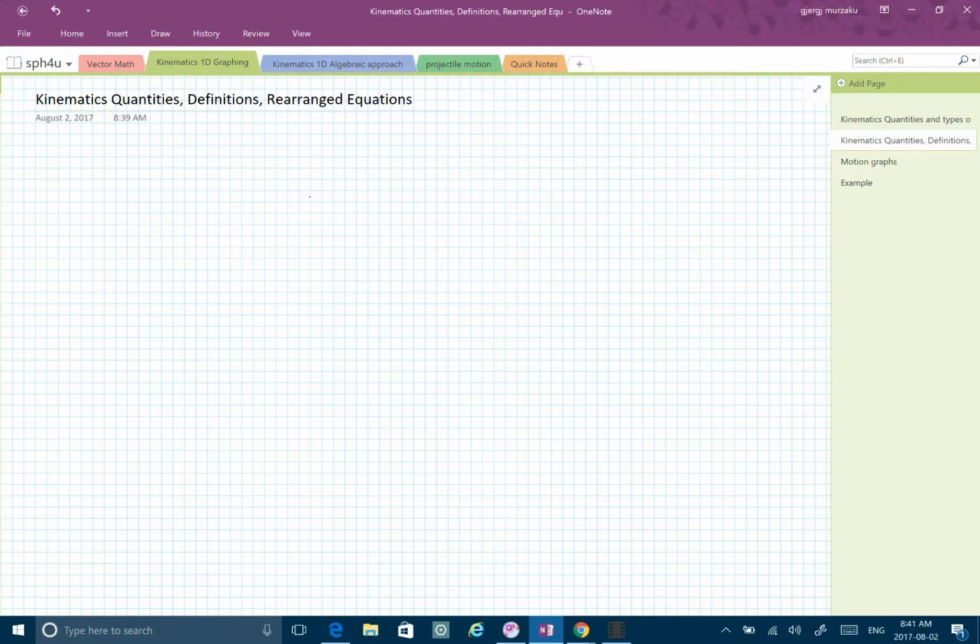So let's review quickly the kinematics quantities, their definitions, if there is an equation. The famous kinematics equations, the rearranged ones. We won't go through how we get them, just so that we remember which ones they are. I hope you used them a lot in grade 11. And the graphical representation, how certain types of motion will look like.